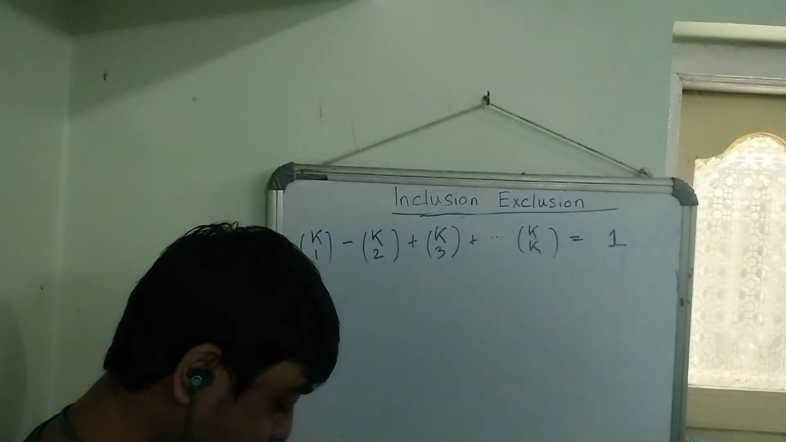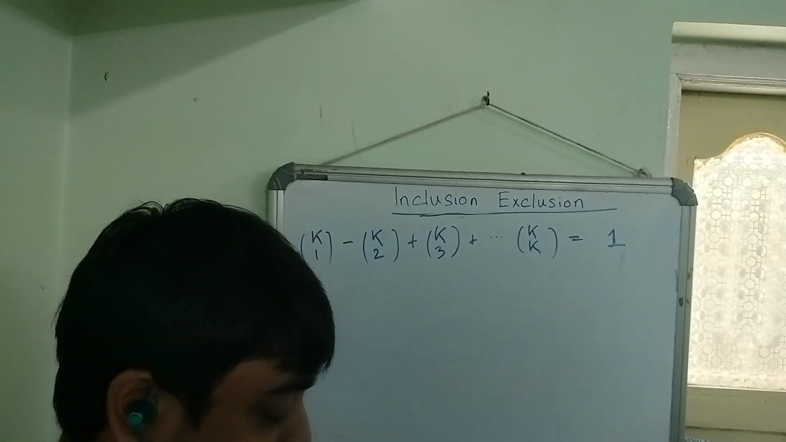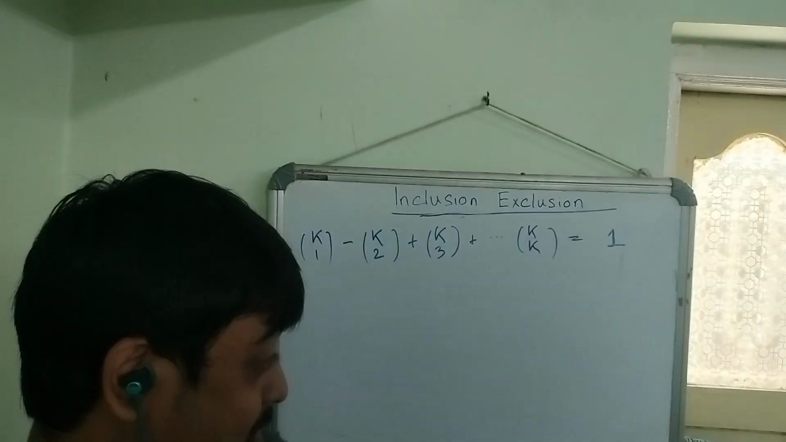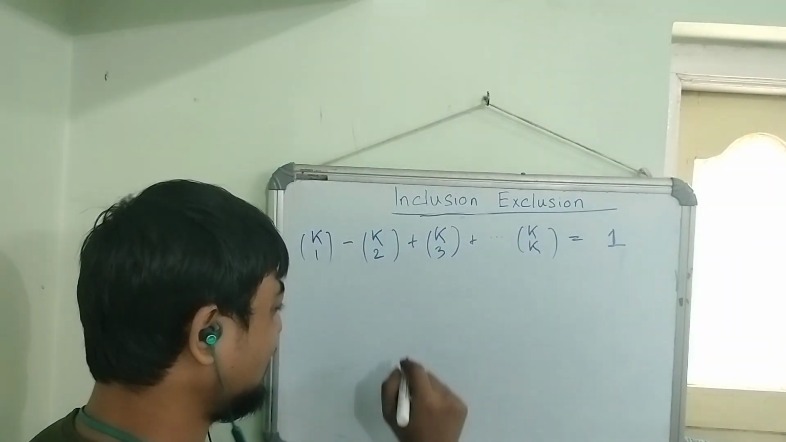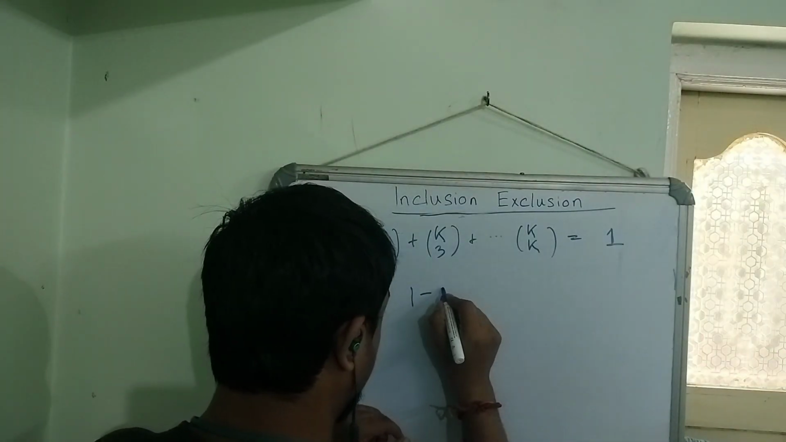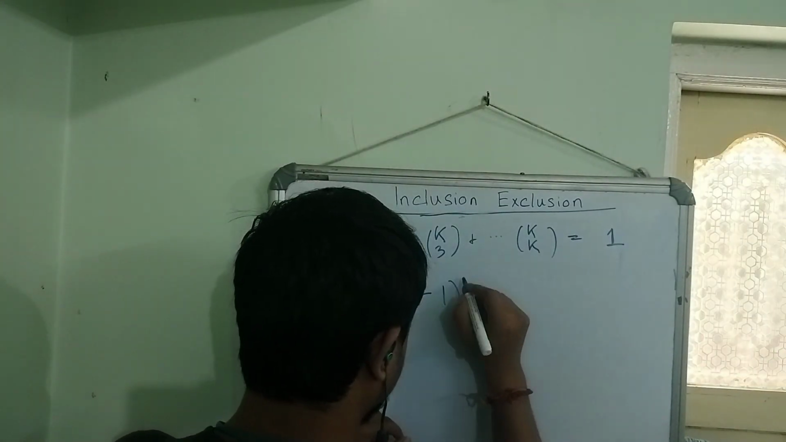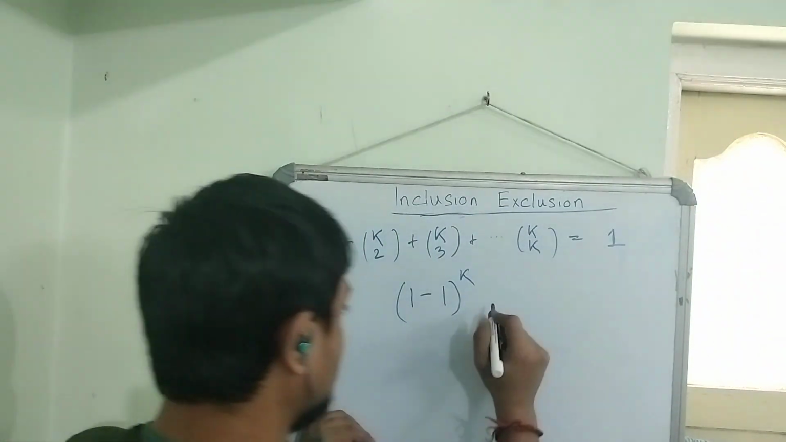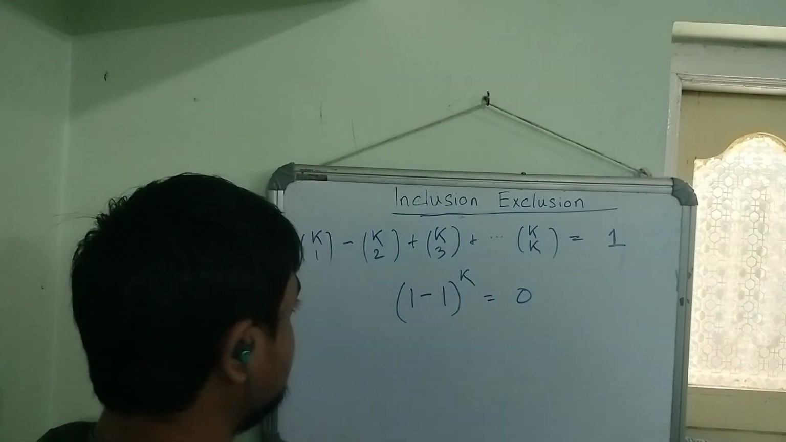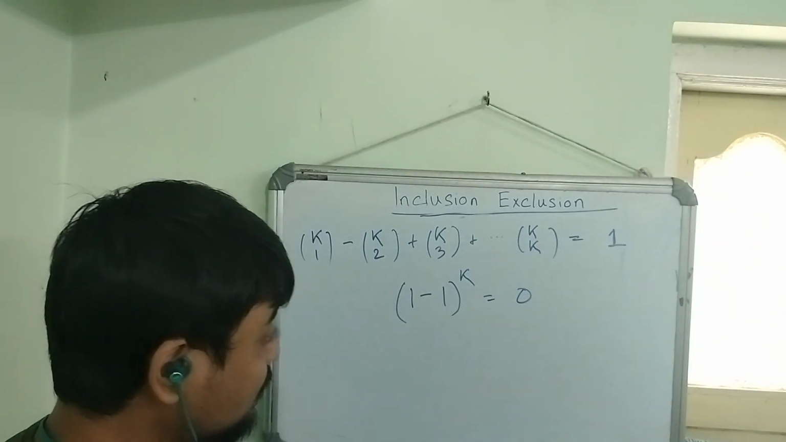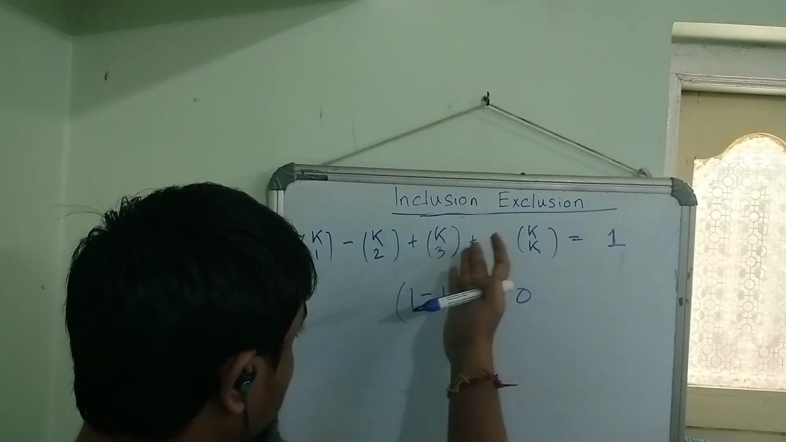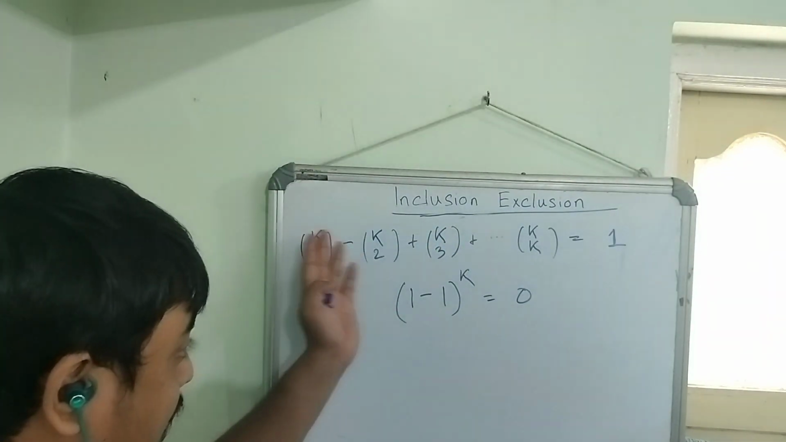So I will show two different proofs. The first one is for mathematicians. I will use the binomial theorem: 1 minus 1, whole to the power k. If we expand this, you will get this sum, and this is equal to 0. This way I can prove it.